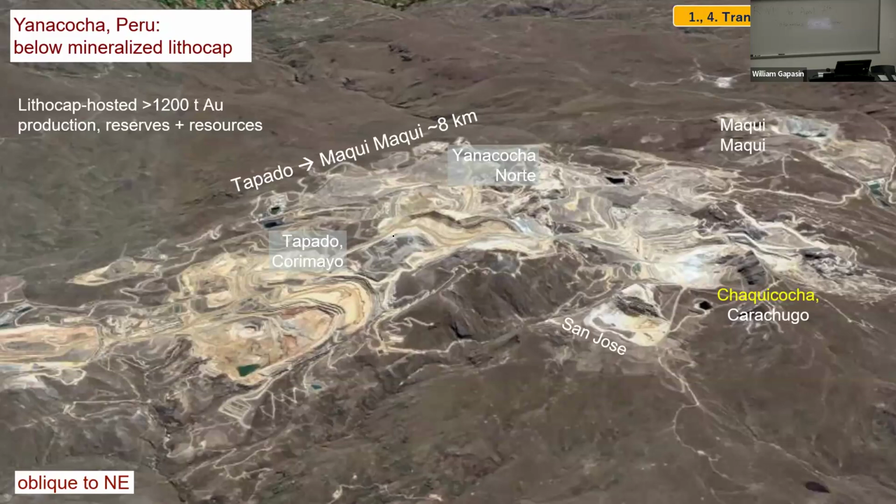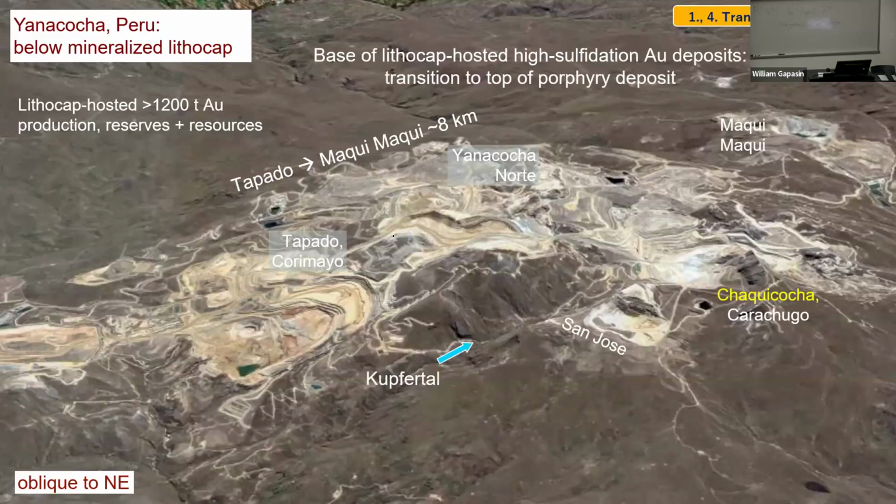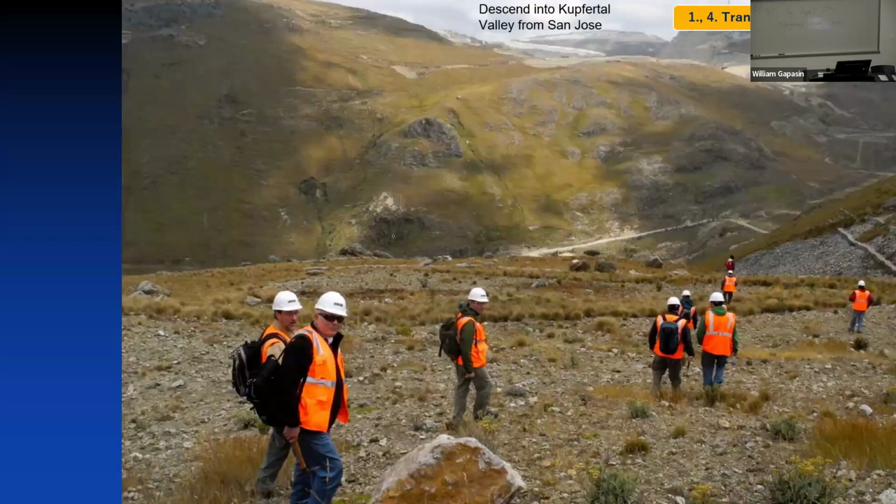Come back and look at an overview of Yanacocha. San Jose, these are all deposits here, up to 25 million ounces of gold produced, Yanacocha Norte. Cooperville Valley, what's called Copper Valley. And we're going to take a walk from San Jose down into Cooperville Valley. Basically, we left residual quartz behind. We're now in quartz-alunite. We're walking down 300 meters vertical into the valley.